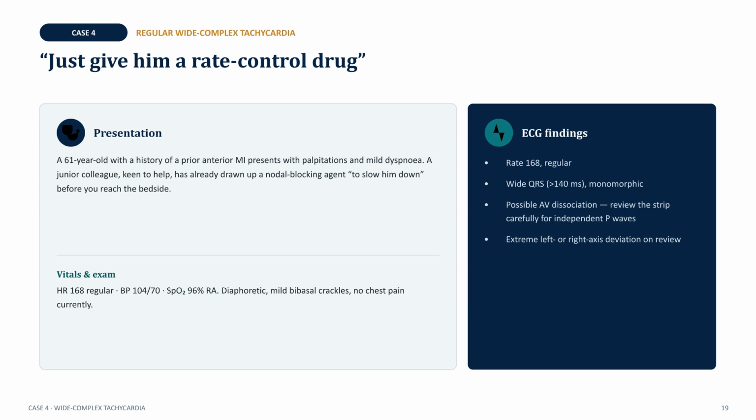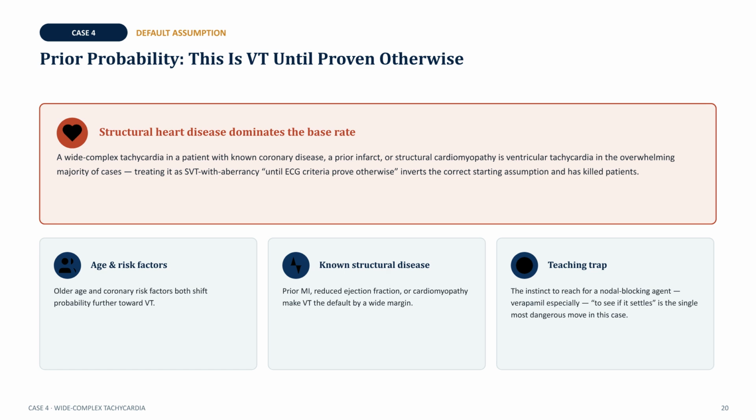Moving to case 4, a regular wide complex tachycardia. A 61-year-old patient with a prior myocardial infarction presents with palpitations. A common trap is to assume supraventricular tachycardia with aberrancy when you should be assuming ventricular tachycardia first. In any patient with known structural heart disease, a wide complex tachycardia must be managed as ventricular tachycardia until proven otherwise. This assumption is a vital safety heuristic that prevents the use of harmful medications.